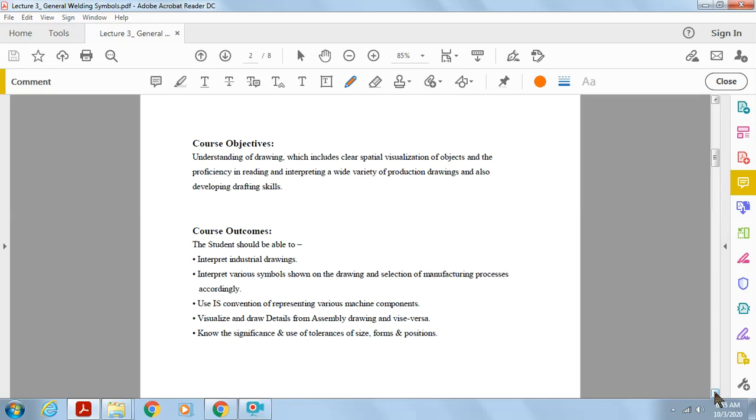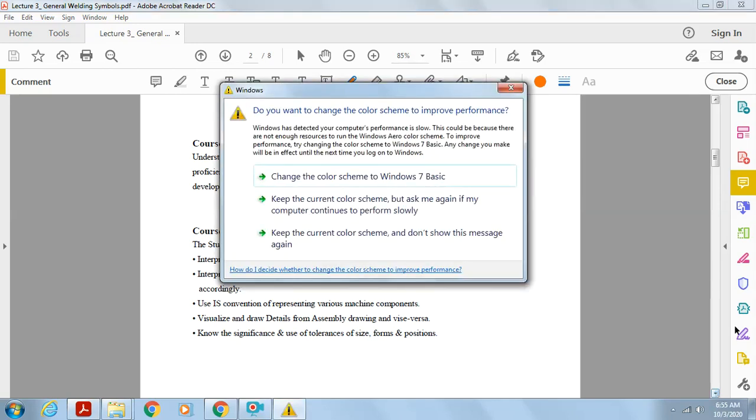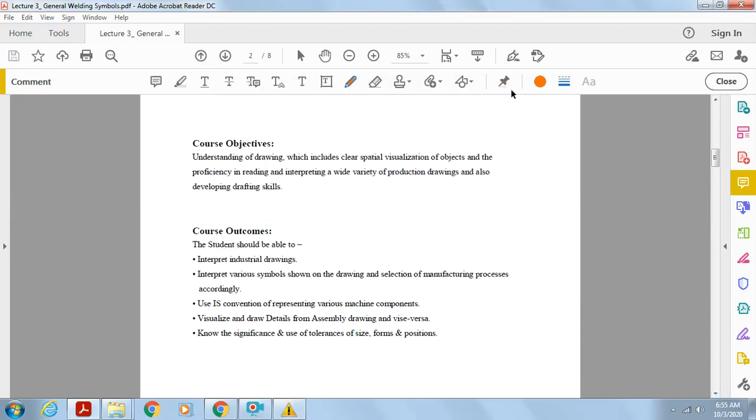Next, the course outcome. The students will be able to interpret the industrial drawings, interpret the various symbols shown on the drawing, and select the manufacturing process accordingly, use IS convention of representation of various machine components, visualize and draw details from assembly drawing and vice versa, and know the significance and use of tolerances of size, norms and positions.